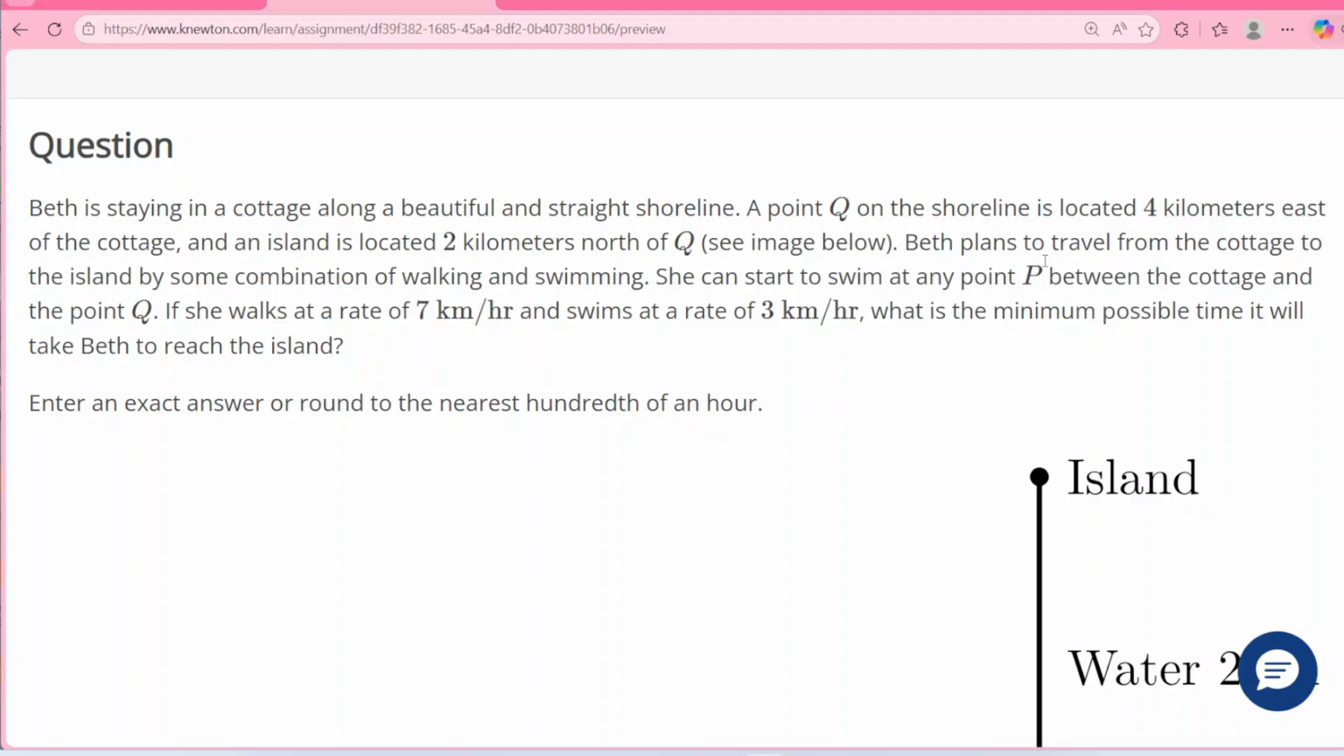All right, so Beth plans to travel from the cottage to the island by some combination of walking and swimming. So she can start to swim at any point P between the cottage and point Q. If she walks at a rate of 7 kilometers per hour and swims at a rate of 3 kilometers per hour, what is the minimum possible time it will take Beth to reach the island?